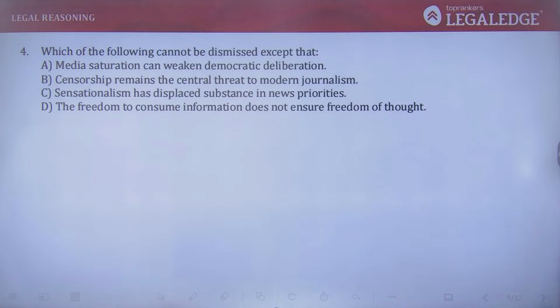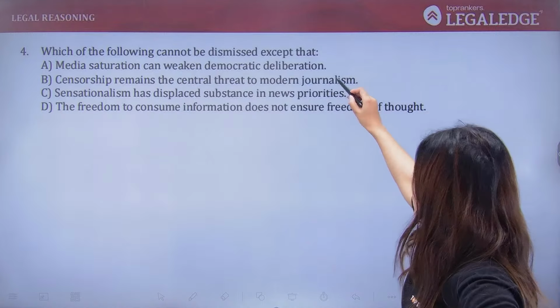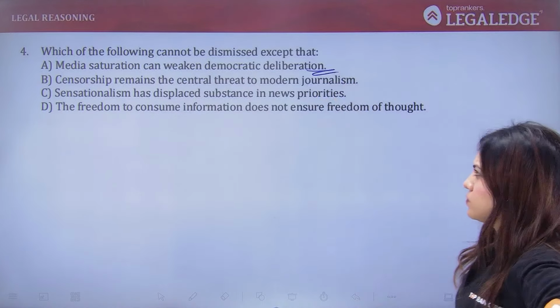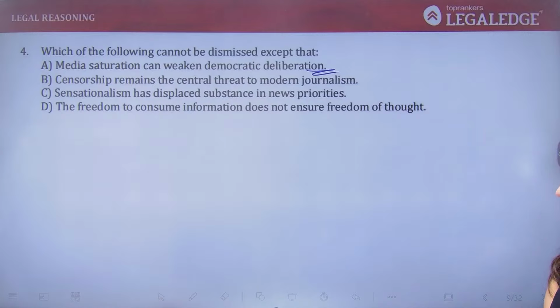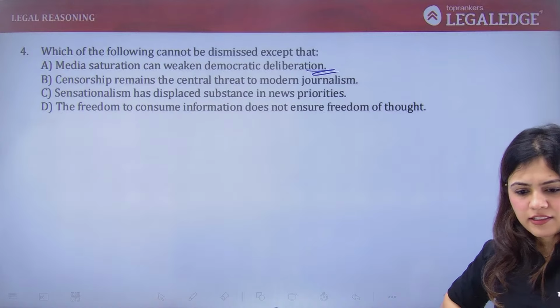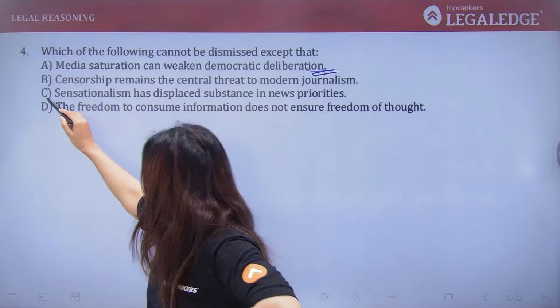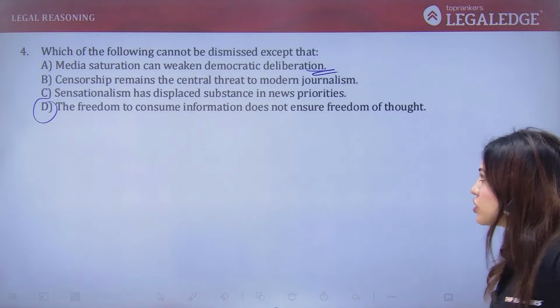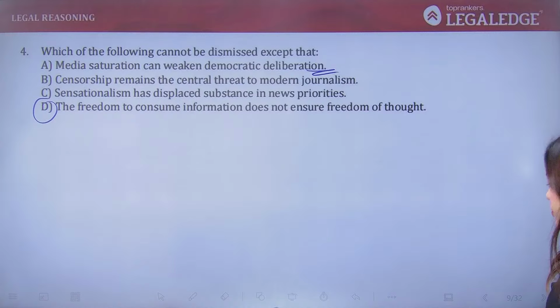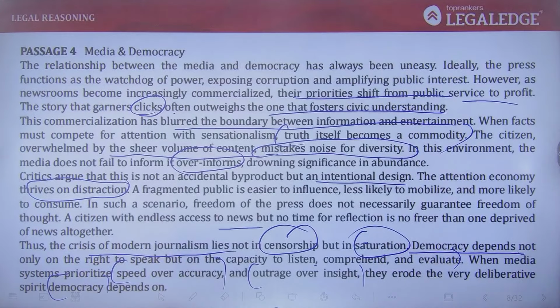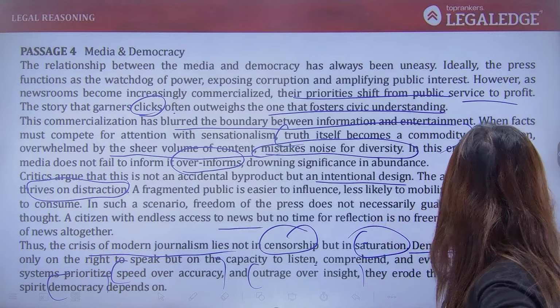Media saturation can weaken democratic deliberation. Can you dismiss this? Okay, most of you, I think, have chosen D as your answer. The freedom to consume information does not ensure freedom of thought. Yes, the correct answer is option D. The freedom to consume information does not really ensure freedom of thought, and that has been provided to you here as well, right? Where exactly is it?